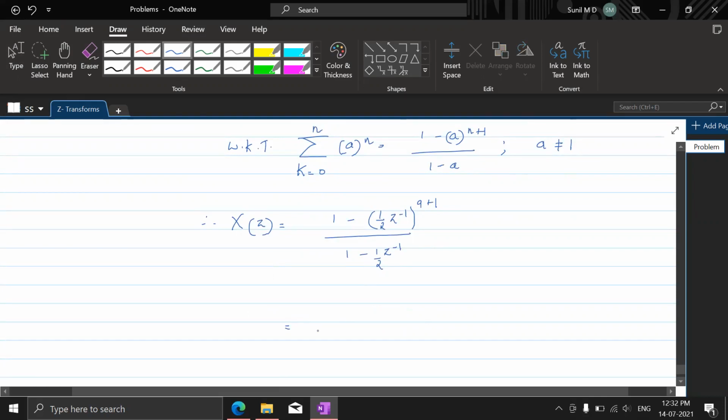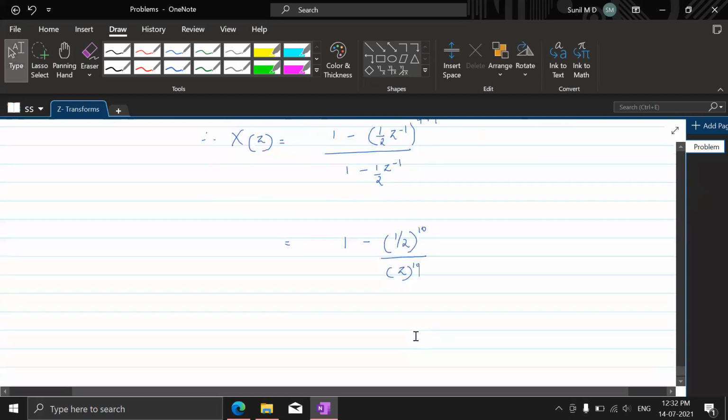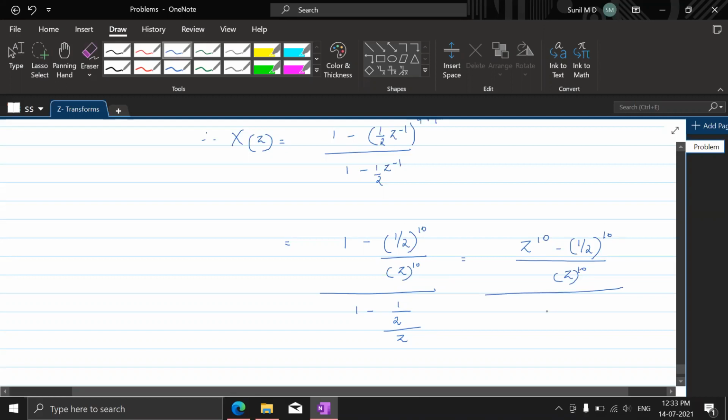So this can be further written as half power 10 divided by z power 10. This is how it looks. Fine. So here you have 1 minus 1 by 2, divided by z, not a problem. 1 by 2z you can write in the denominator. So it would be z to the power 10 minus half to the power 10 divided by z to the power 10. Then this is z minus half by z. So this and this cancelled will give you z to the power 9 here.